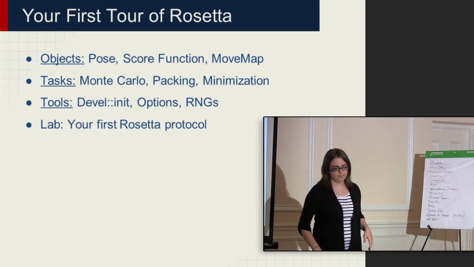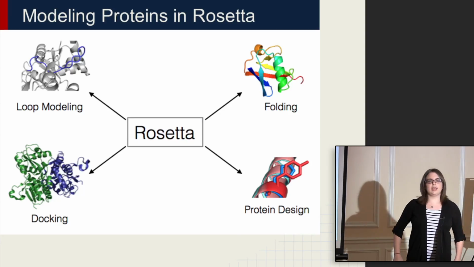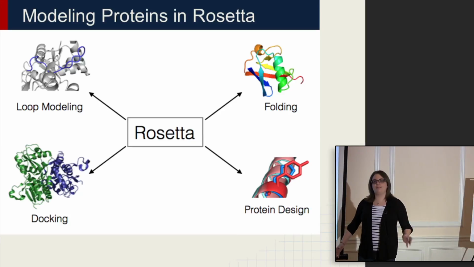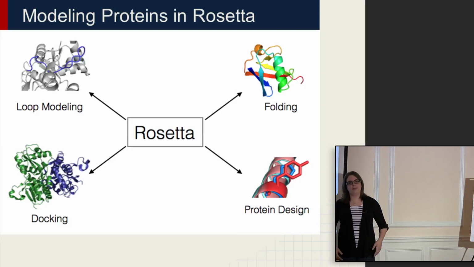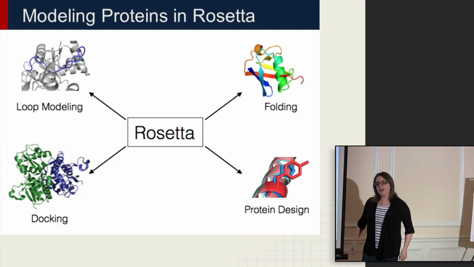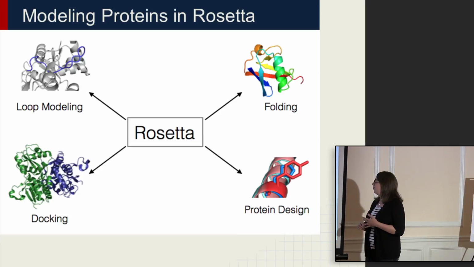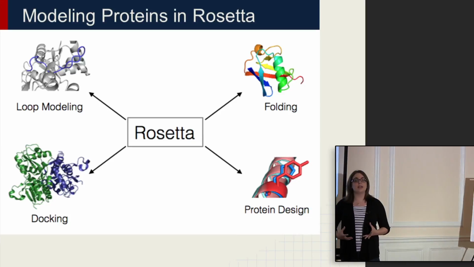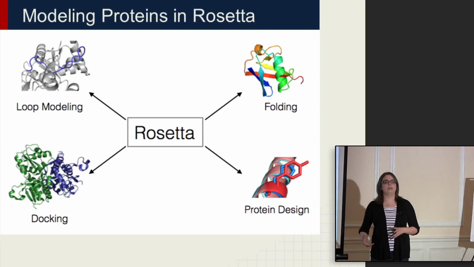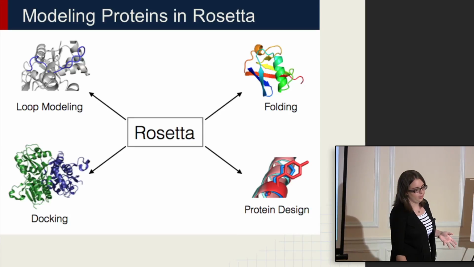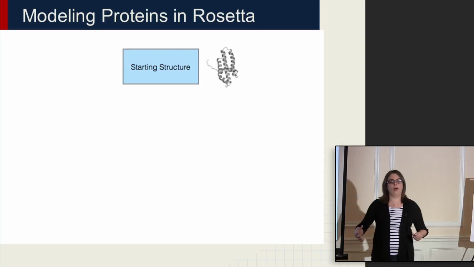So just taking a step back and looking at the big view, Rosetta does a lot of things. As of today, it's about 1.7 million lines of code. And it does things from folding to loop modeling to docking and to protein design. But what's really cool about the object-oriented design of Rosetta is it allows us to reuse a lot of these different building blocks that you might use towards building a protocol.